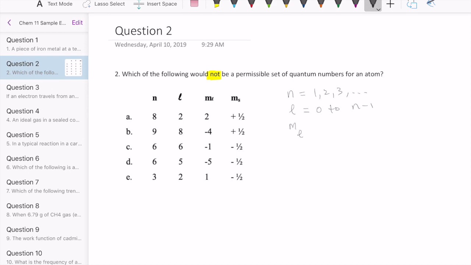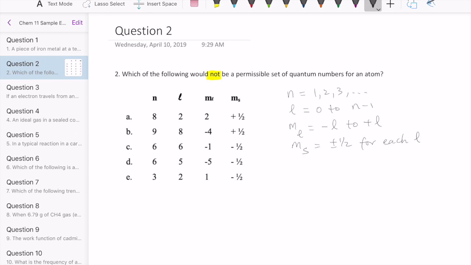And then m sub L, the magnetic angular momentum quantum number, goes from values of negative L to positive L. And then the spin quantum number: for each L value, you can have 2 values of m sub S, which is plus or minus 1/2. So, as you can see, they are all dependent on each other, except for n, which is the one that starts the trend in the quantum numbers.